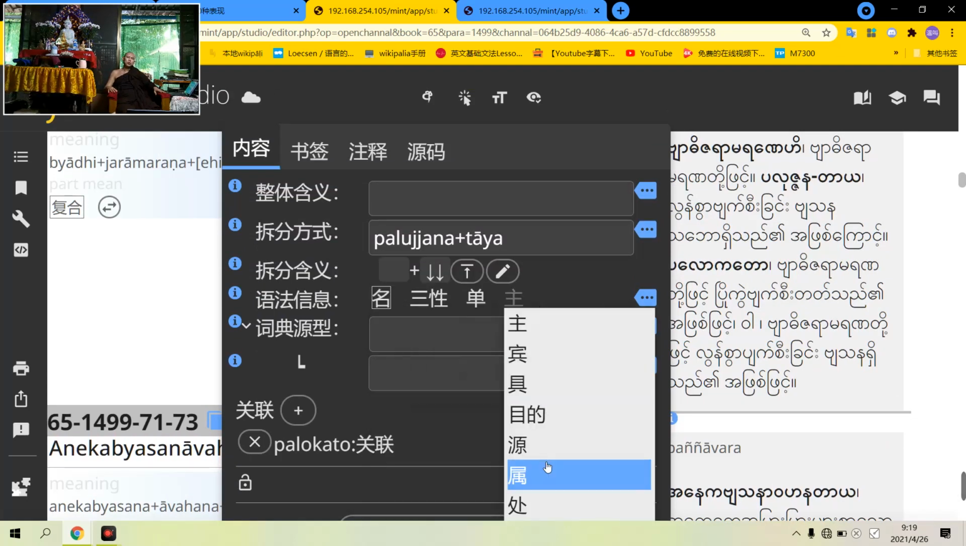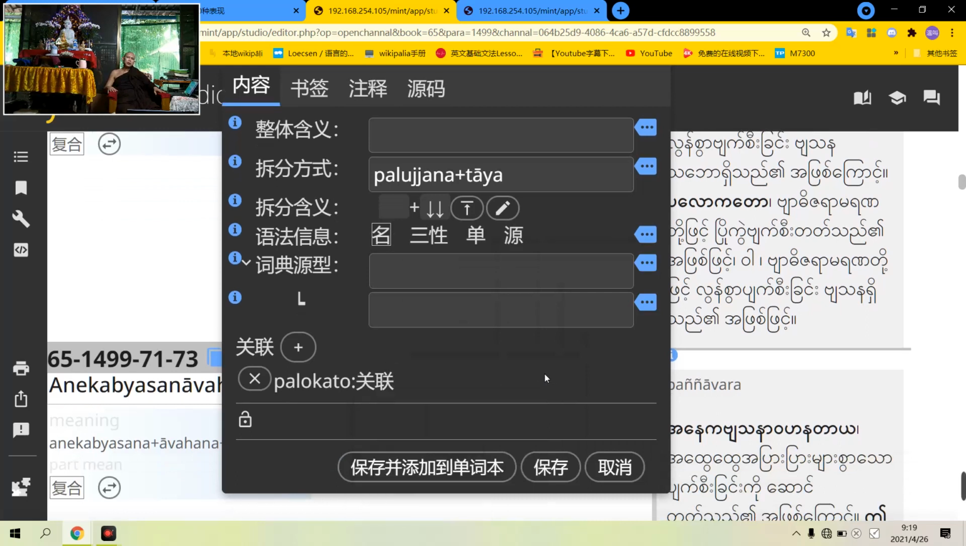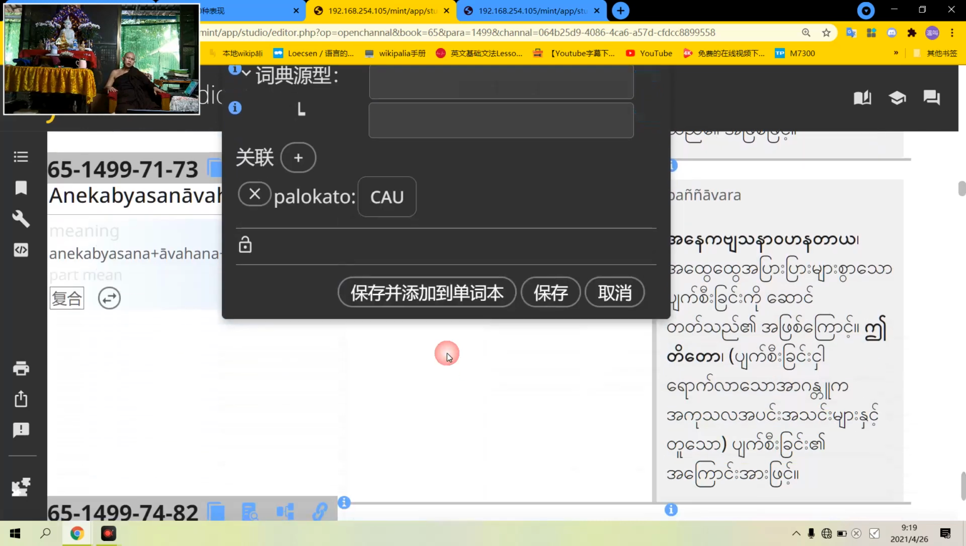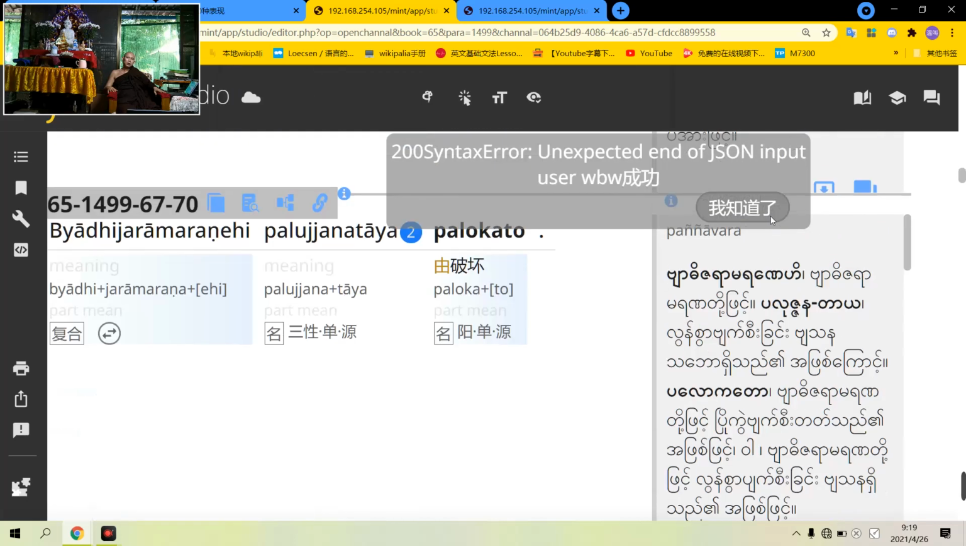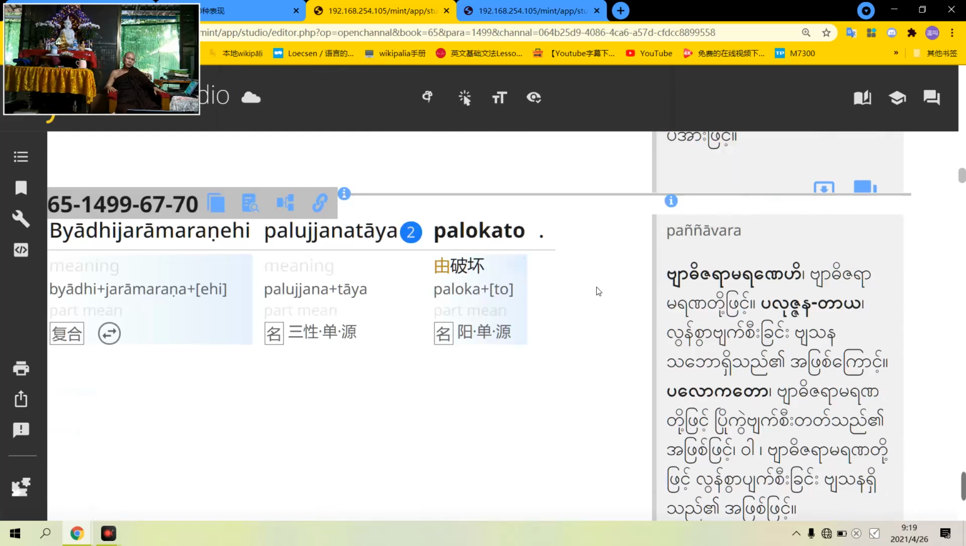Palokato. For example, like destruction. So destruct is a normal verb. It's a noun. So if, let's say, Palokato can be like destruction or need to destruct, as he contemplates rupa as a discussion. Discussion. So also related to the bhava.